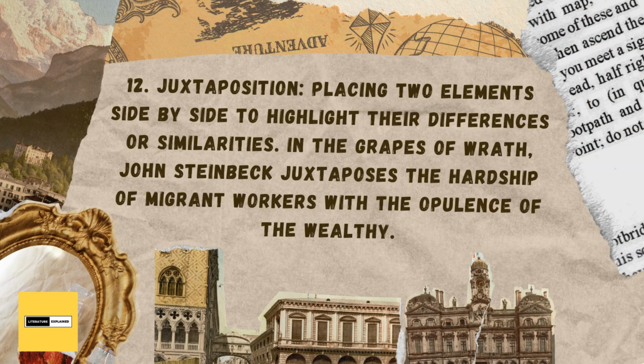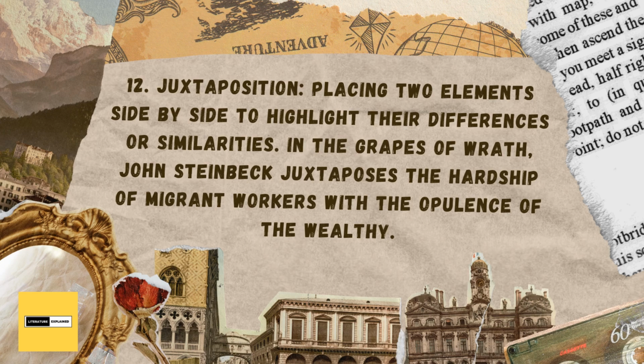12. Juxtaposition, placing two elements side by side to highlight their differences or similarities. In The Grapes of Wrath, John Steinbeck juxtaposes the hardship of migrant workers with the opulence of the wealthy.